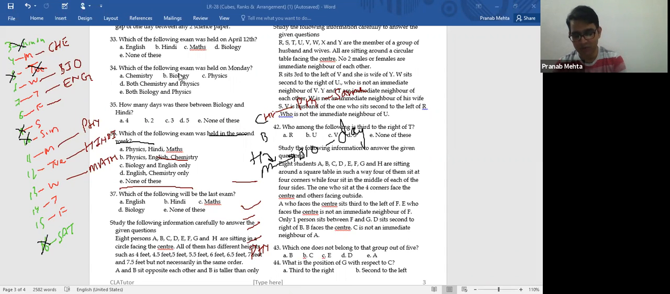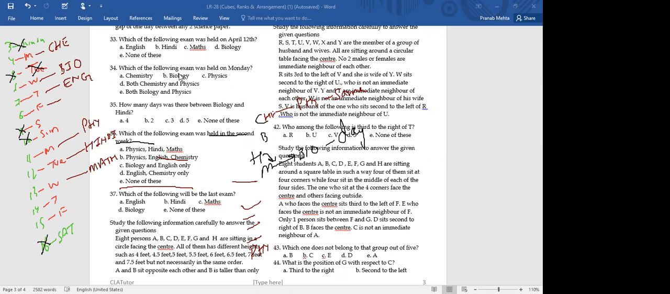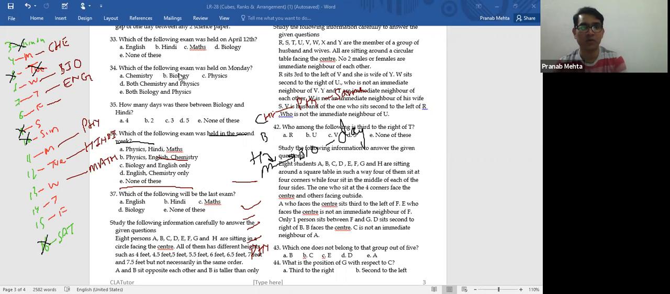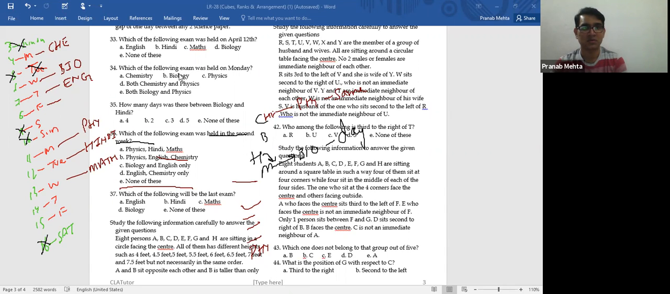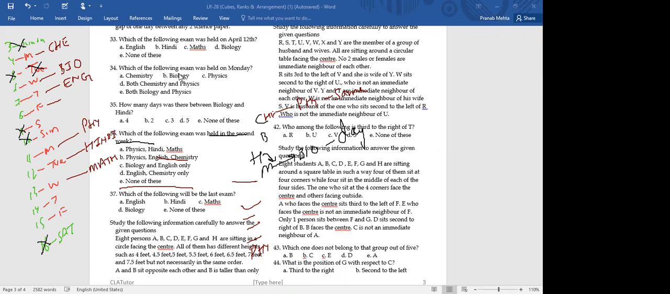Do it fast. Sir, we didn't do 34 and 35. Do 34 and 35. What is the problem? What is the answer for 34? D, sir. The following exam was held on Monday. Monday, we know chemistry and physics. So answer option D. 35 is also D.